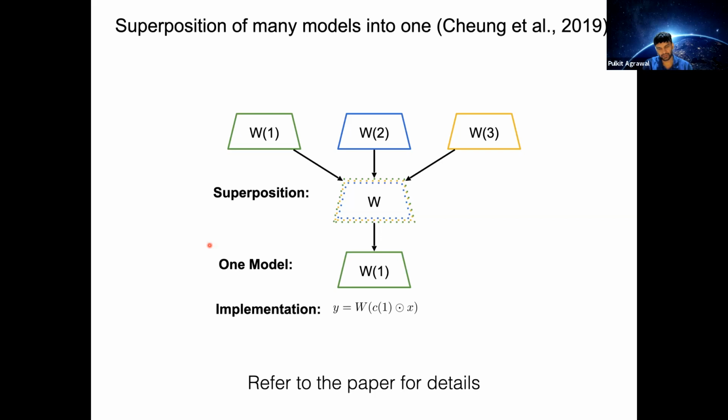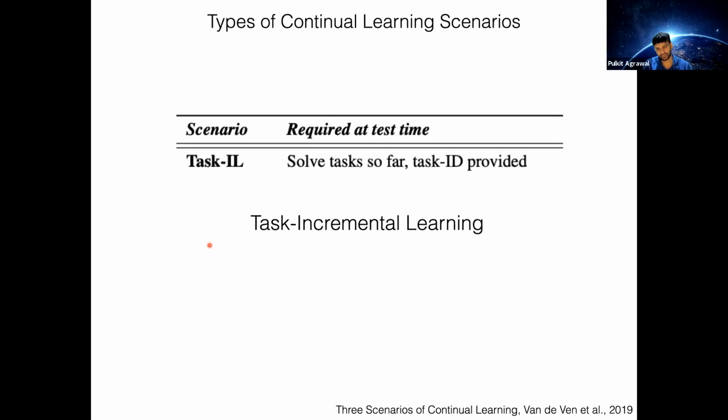So next, what I'm going to talk about are different kinds of assumptions that are typically made in continual learning. There is this nice paper called Three Scenarios of Continual Learning, which, if you want an overview of different problem setups, is an excellent reference. So the first setup is where, at test time, we assume that I know the task ID.